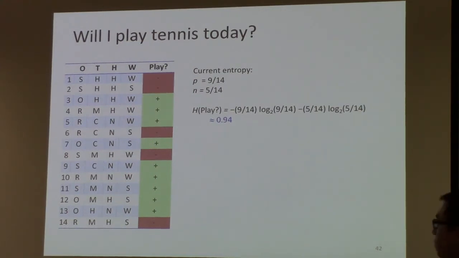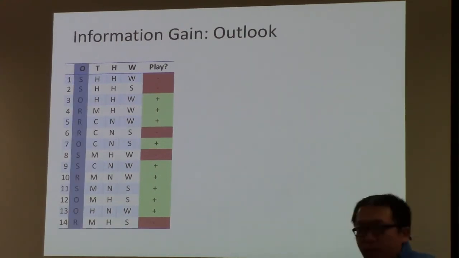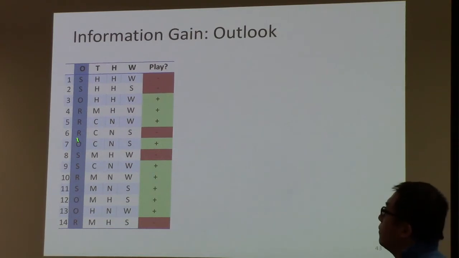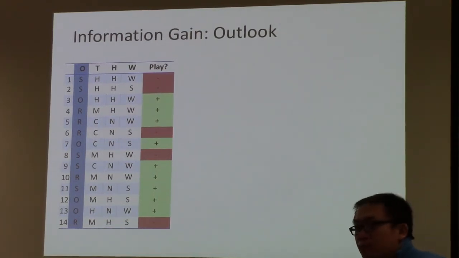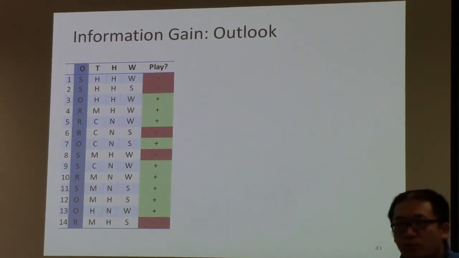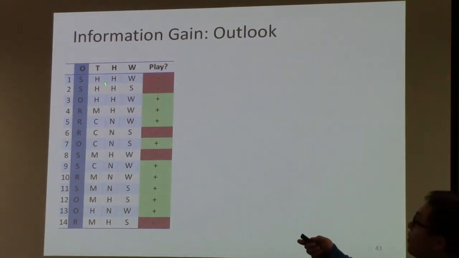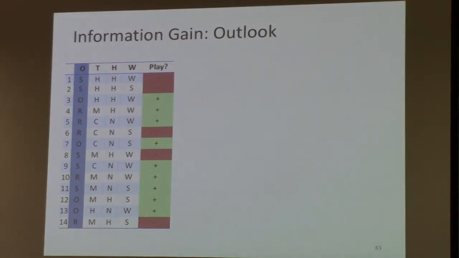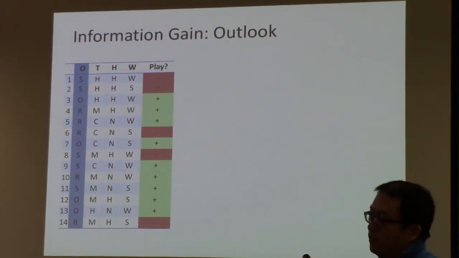And then let us calculate the information gain for the first feature, outlook. So how many distinct values of outlook do we have in this data set? All 3, right? Sunny, overcast, and rainy. Then how many data subsets will we obtain by using outlook to split the data? 3, right?